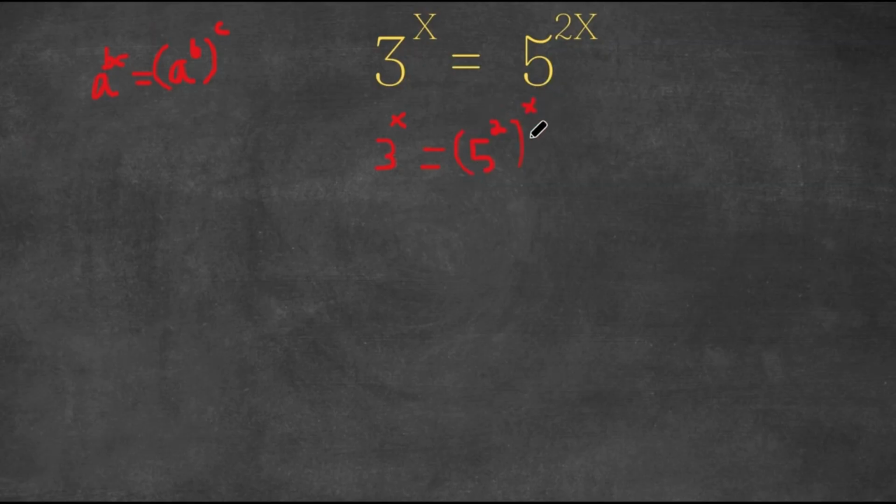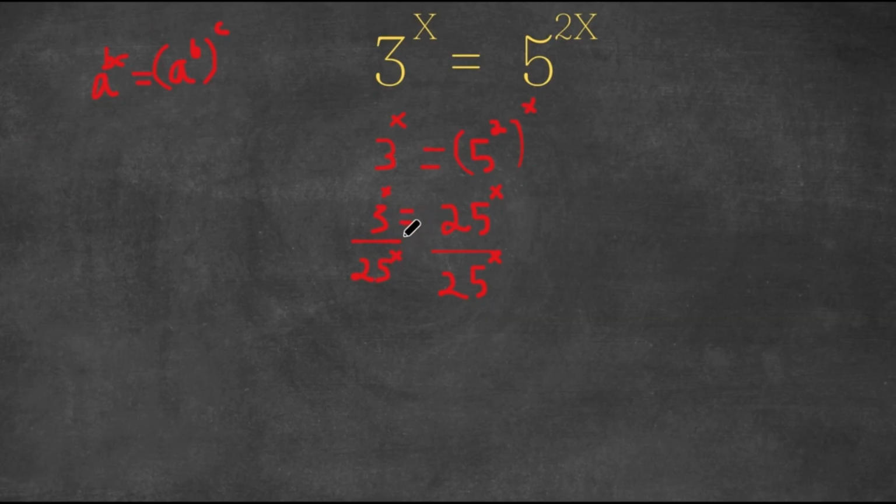Now, 5 to the power of 2, as we all know, is 25, right? So this is 3 to the power of x equals 25 to the power of x. Now what we're going to do is divide by 25 to the power of x on both sides. And remember, what we do on one side, we do on the other side. So we're going to divide this side by 25 to the power of x.